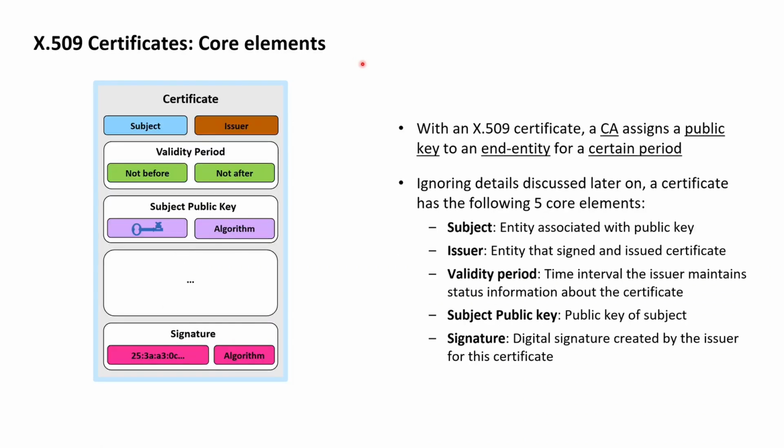From the general idea of certificates presented on the previous slide, we can actually deduce a first set of core elements making up these X509 certificates. With such an X509 certificate, a CA assigns a public key to an end entity for a certain period. It's clear that the certificate must contain at least the following 5 elements. The certificate has to list the end entity that gets the public key assigned, and the identifying information of this end entity is listed in a field called subject.